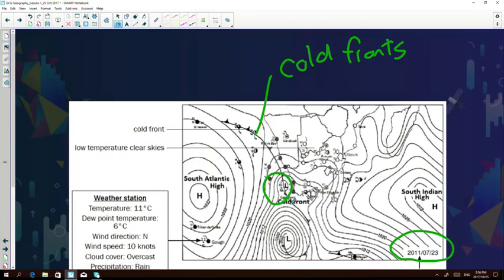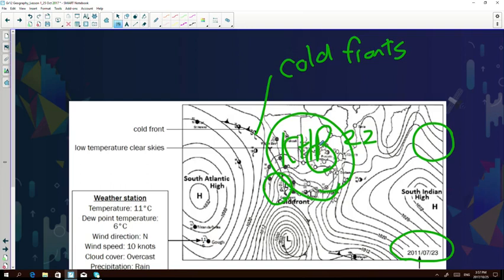Our third clue, we can just go and have a look at the weather station models of Pretoria situated over there. As you can see, Pretoria experienced a low temperature of only 20 degrees Celsius. And very importantly, if you look at the weather station model, there's no cloud cover whatsoever. The reason why we haven't experienced any cloud cover over the interior of Southern Africa is because the Kalahari high pressure system is situated over the interior.